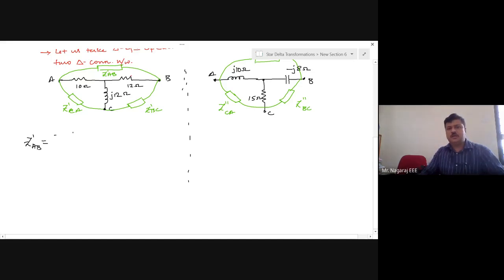Now it is star to delta transformation. It will be ZA plus ZB plus ZA into ZB divided by ZC.